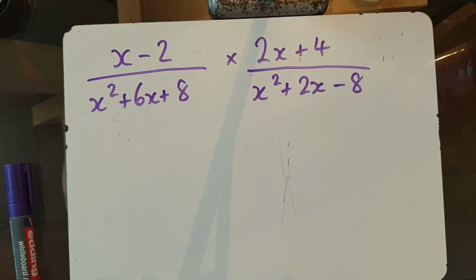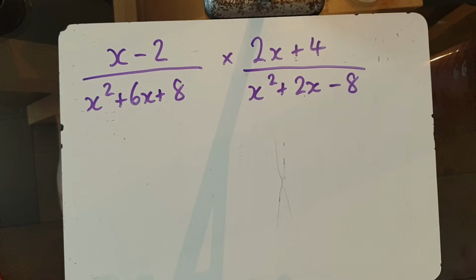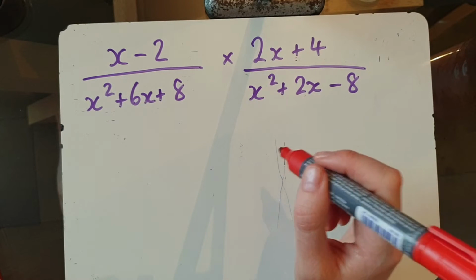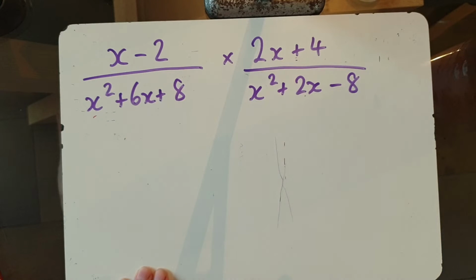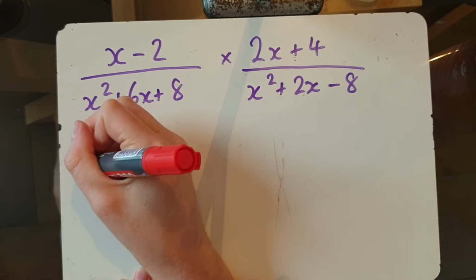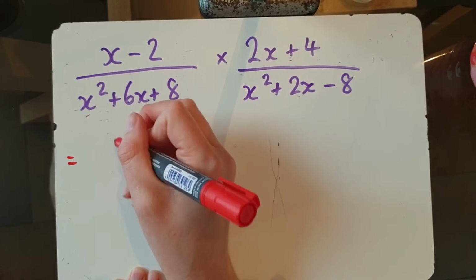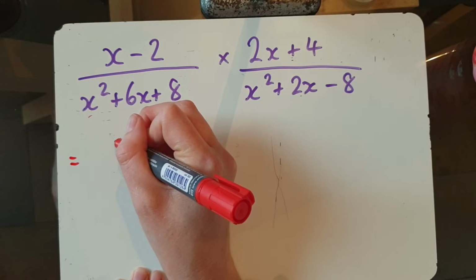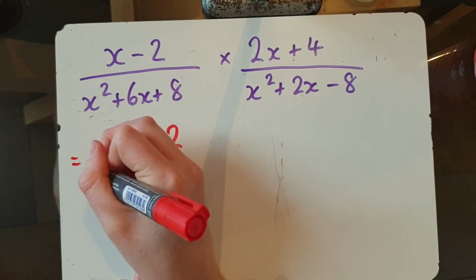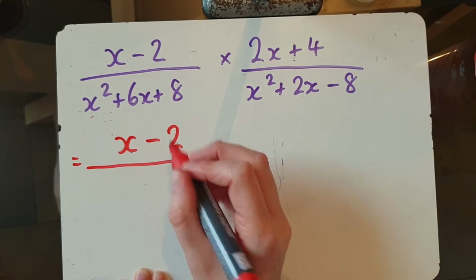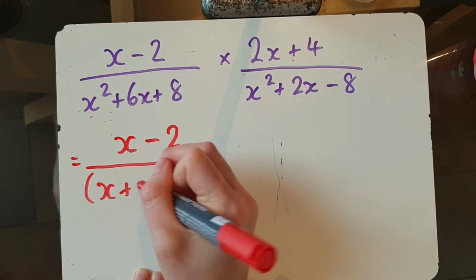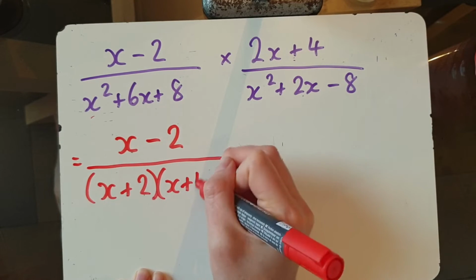Before I do any multiplication, I want to do what we were doing earlier in the week with adding and subtracting algebraic fractions. When we had a quadratic in the denominator, we factorised it if possible. So we're going to try and factorise these two first of all. So I'm going to have x minus 2 over, and what does this factorise to? This is going to factorise into (x plus 2)(x plus 4).